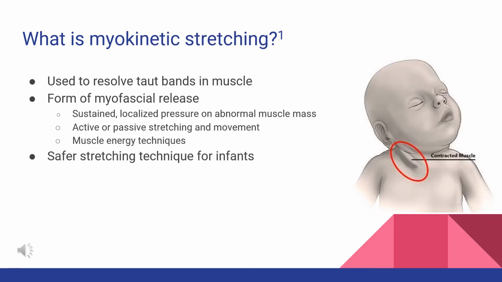The treatment we chose to discuss is myokinetic stretching. This technique is a form of myofascial release that's used to resolve taut bands in muscles. Myokinetic stretching requires a sustained localized pressure on the fibrotic mass while applying a stretch to that muscle. This can be done with active or passive stretching and can even be done with muscle energy techniques. It has also been proven to be a safer stretching technique for infants.